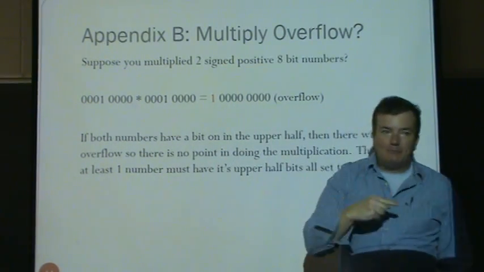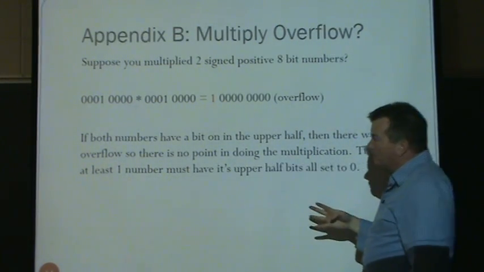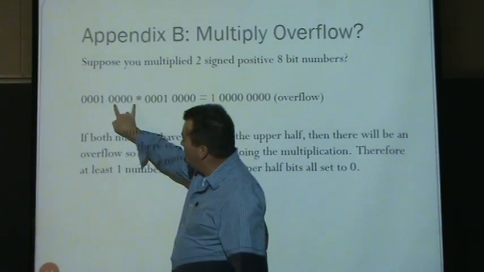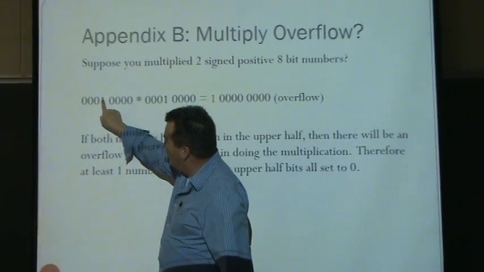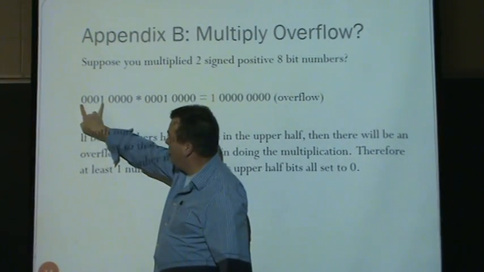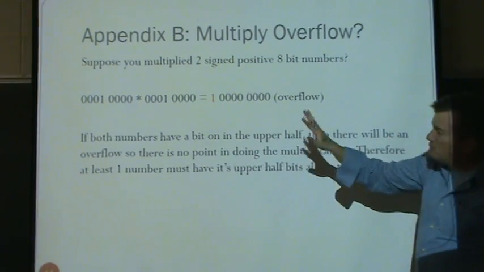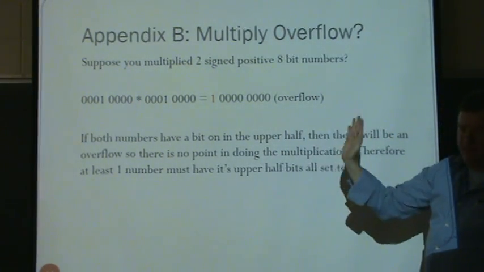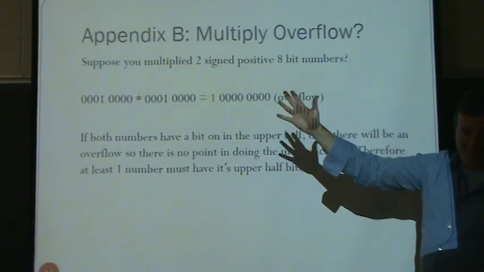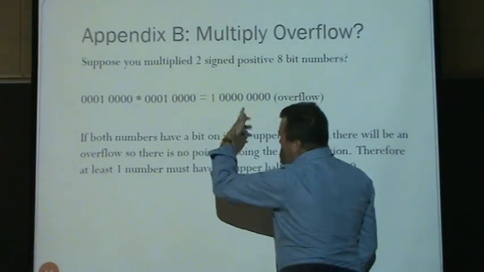What would have to happen for us to have an overflow? For us to have an overflow, if both numbers had at least a 1 in the upper half, we're going to have an overflow. These are the smallest possible numbers where there's a 1 in the upper half of the number, right? So this number times this number will have an overflow.